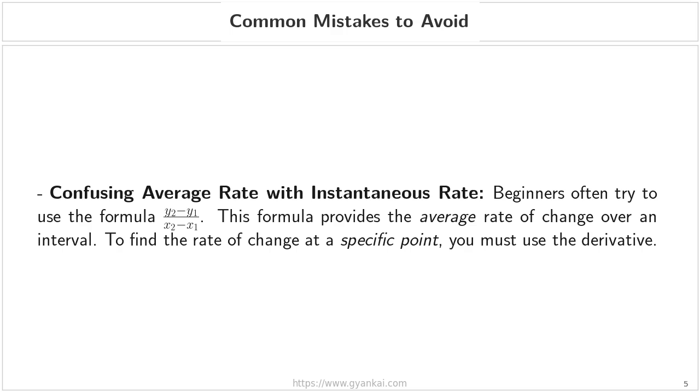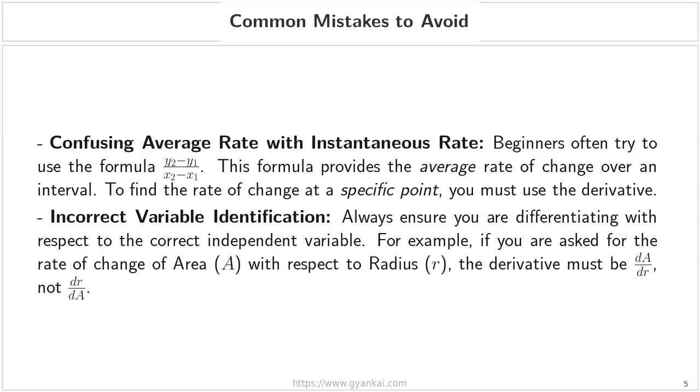As we saw in our previous example, when we want to find the rate of change at one specific point in time, we cannot use that formula. Instead, we must use the derivative. Next, be careful with variable identification. As we discussed in the introductory slides, you must clearly distinguish between the dependent and independent variables. Always ensure you are differentiating with respect to the correct independent variable.